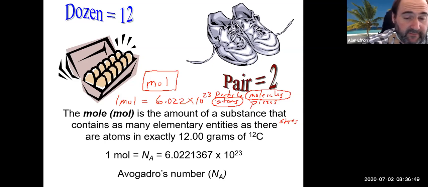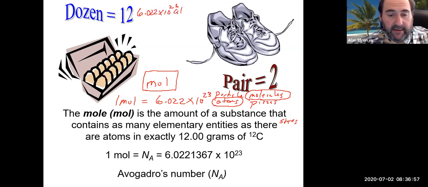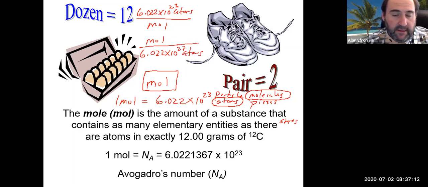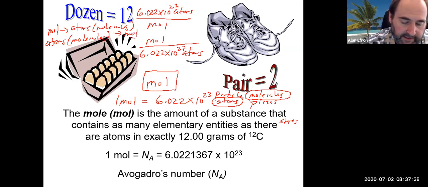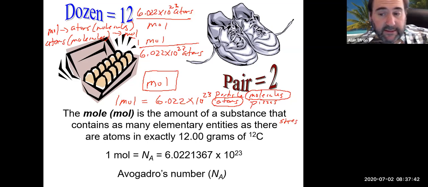And really, we could use this as a conversion factor. You could say that there are 6.022 times 10 to the 23 atoms, for example, in a mole of something. Or again, you could use it in the opposite way, put the mole on top and the 6.022 times 10 to the 23 atoms on the bottom. So again, we could use this as a conversion factor, and really, this is our conversion factor to go from moles to atoms or molecules, and vice versa, to go from atoms or molecules to moles.